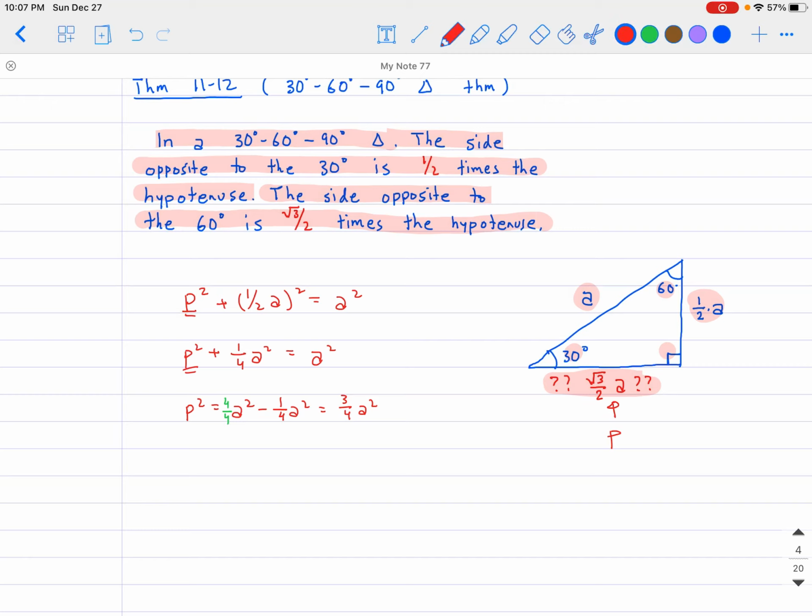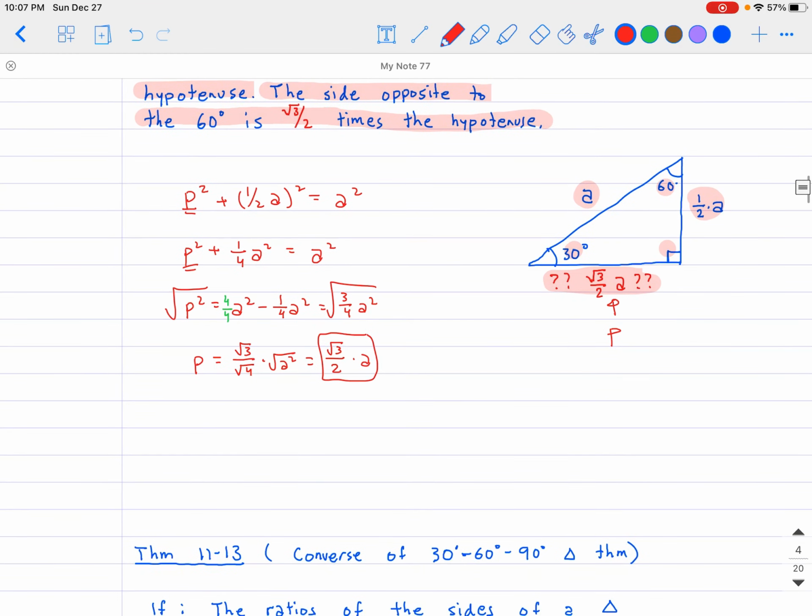Well, now what we'll do is we'll go ahead and take the square root of both sides. So take the square root of this, take the square root of this. So on the left, we just have P. On the right, we have root 3 divided by root 4 multiplied by the square root of A squared. And that cleans up to be root 3 over 2 multiplied by A, which is exactly what we're looking for then.